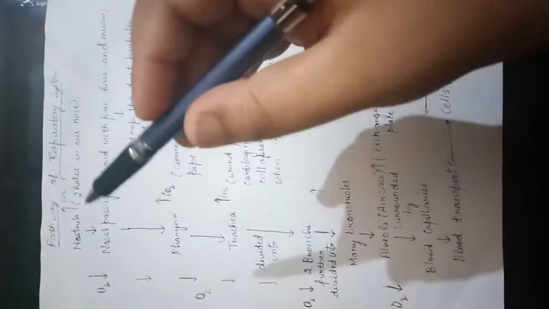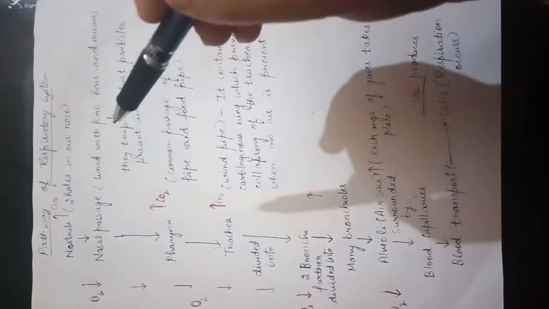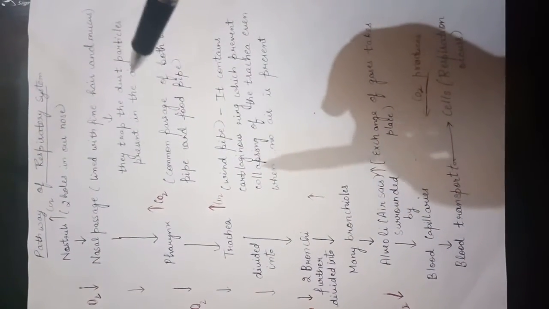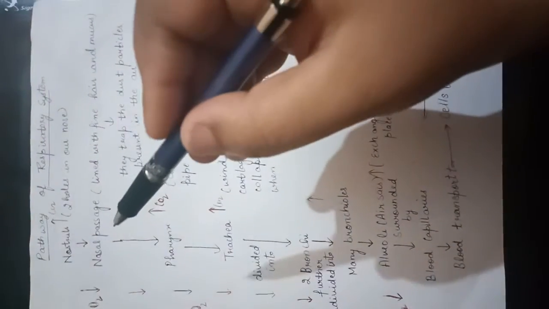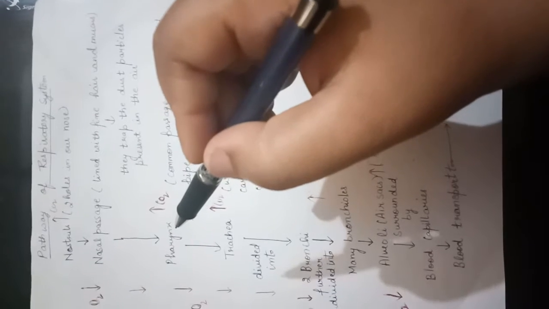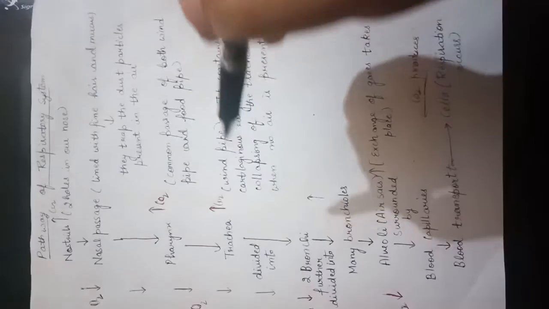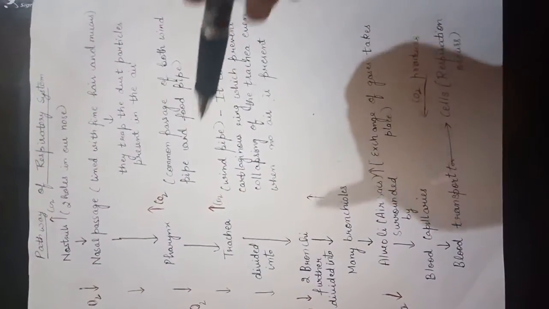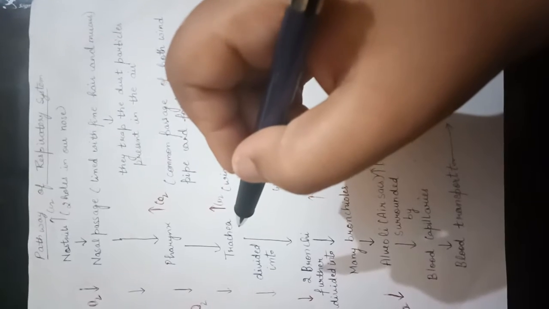Now once again see the functions. Nostrils, these are the two holes in our nose. Then the nasal passage, it is lined with fine hair and mucus, and they trap the dust particles that are present in the air. Then the clean air will enter the pharynx region. The pharynx region is a common passage for both the food pipe as well as the windpipe. Then from the pharynx, it will go to the trachea.